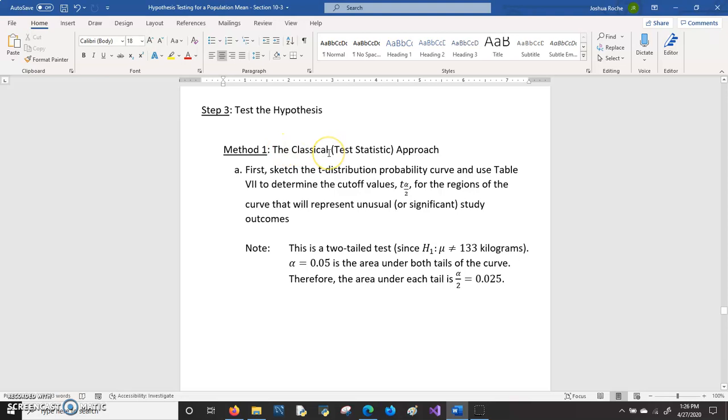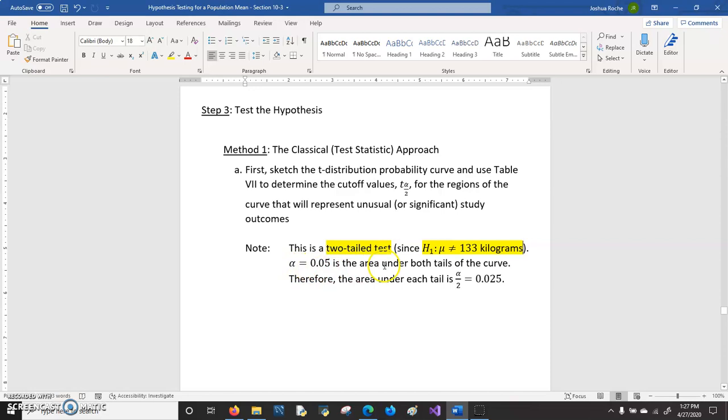So one approach to testing these hypotheses is the classical or the test statistic approach. And it's helpful to start by sketching the t-distribution probability curve and then use table 7 to find the cutoff values, which are t-values, and they represent the cutoffs for the regions that would be unusual outcomes for a study. Note that this is a two-tailed test because our alternative hypothesis has the not equal to.